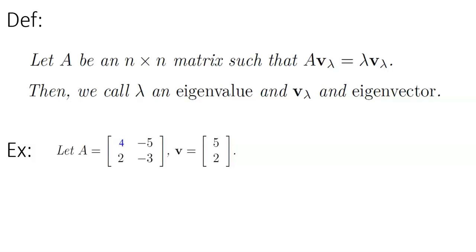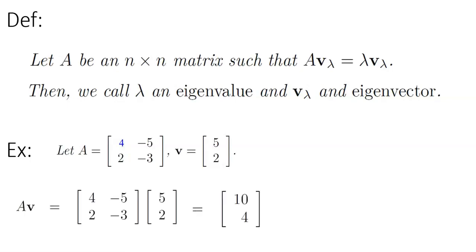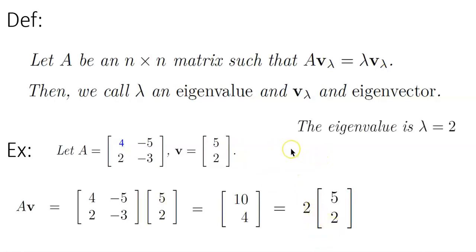Suppose I have this matrix A and this vector V, 5, 2. If I multiply them together, I get 10, 4. And 10, 4 is a multiple of 5, 2. So we get 2 times 5, 2. So we now have lambda equal to 2 as the eigenvalue, and the eigenvector is 5, 2. Actually, it's going to be any multiple of 5, 2, but 5, 2 is what we have.